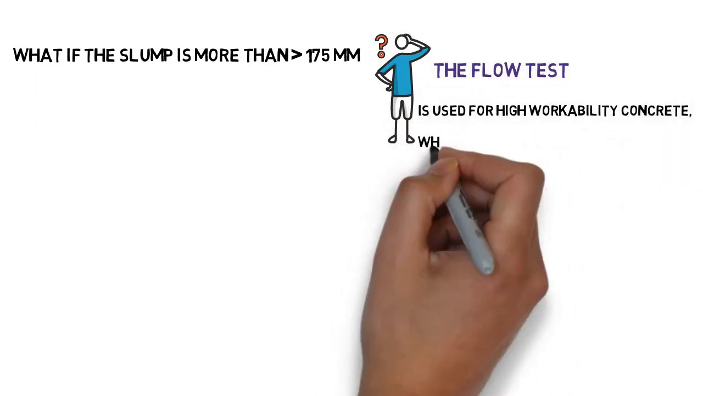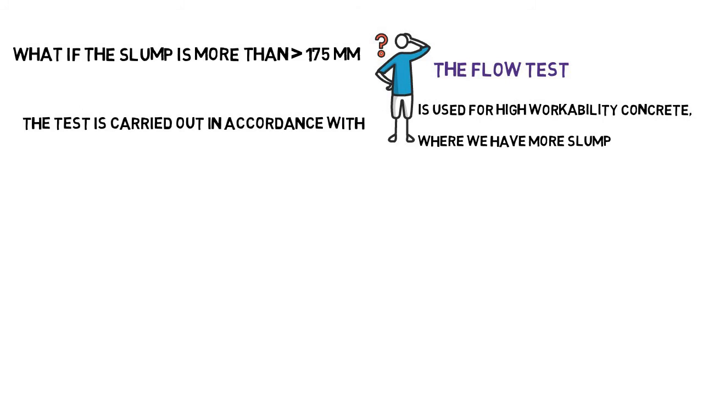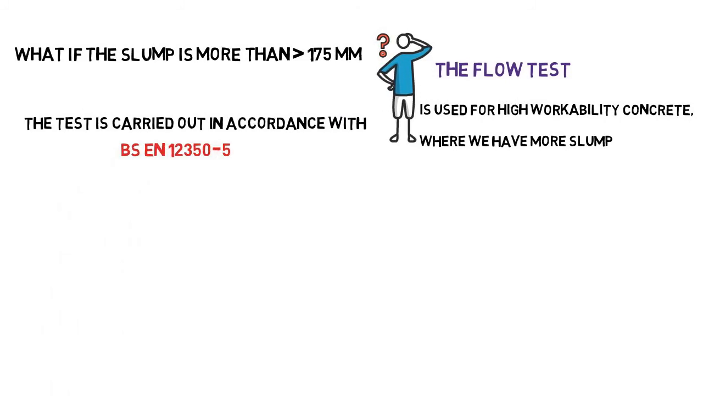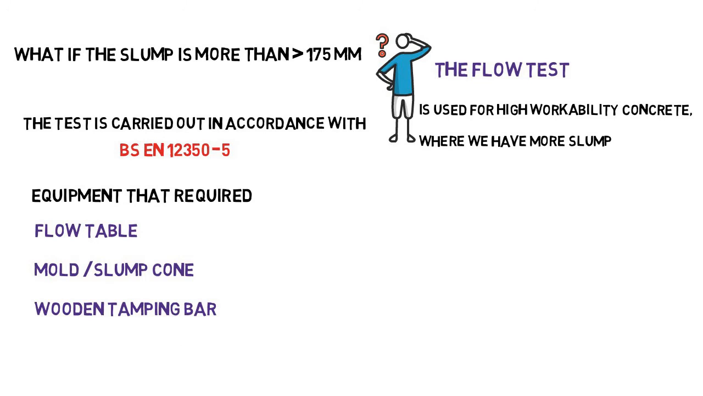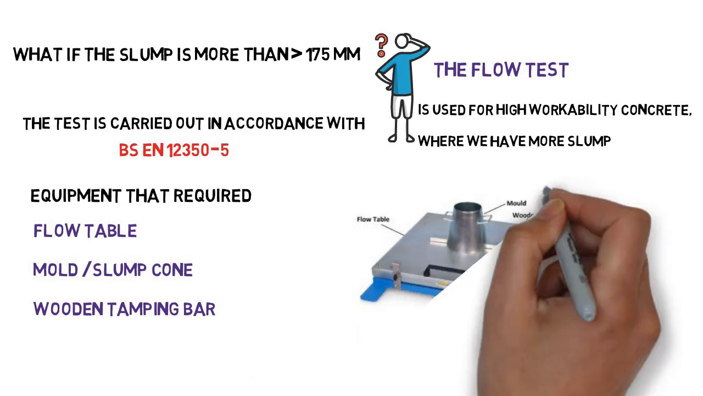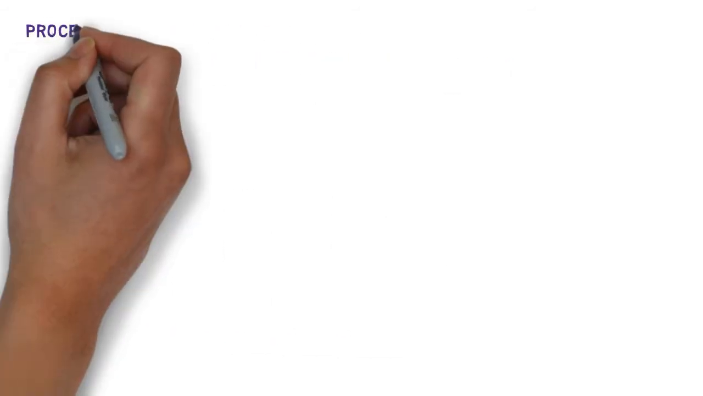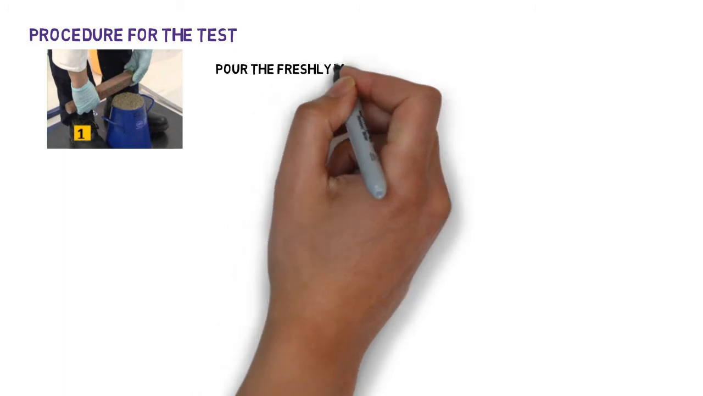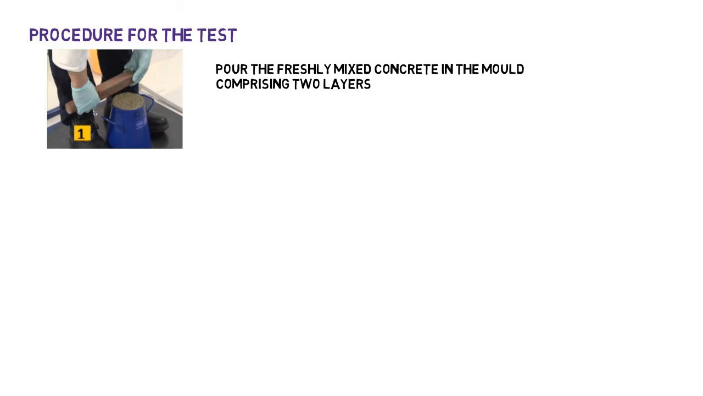The flow test is used for high workability of concrete, where we have more slump. The test is carried out in accordance with BS standard. Equipment required for the test: flow table, mold or slump cone, and a wooden tamping rod. Pour the freshly mixed concrete in the mold, comprising 2 layers. Each layer should be tamped with a tamping rod, normally a wooden tamping rod, 10 times.